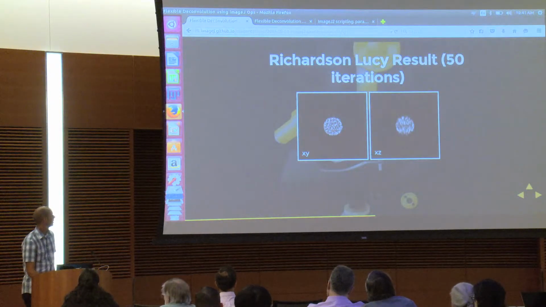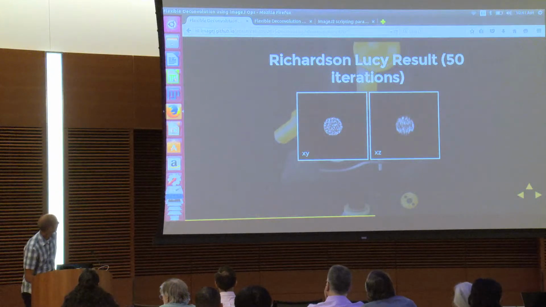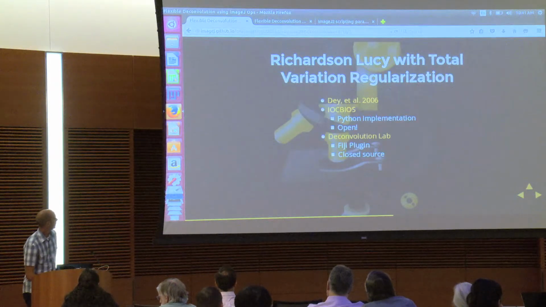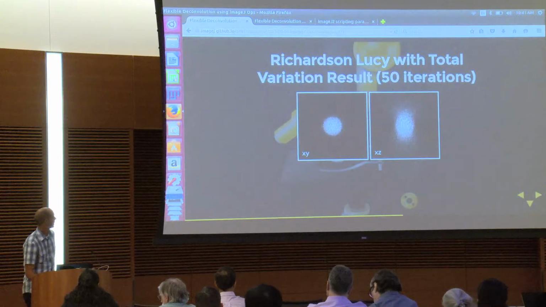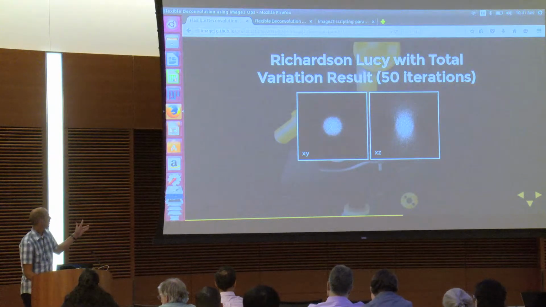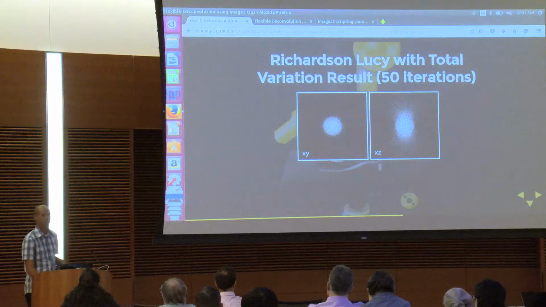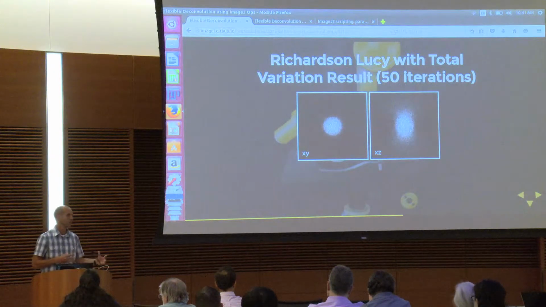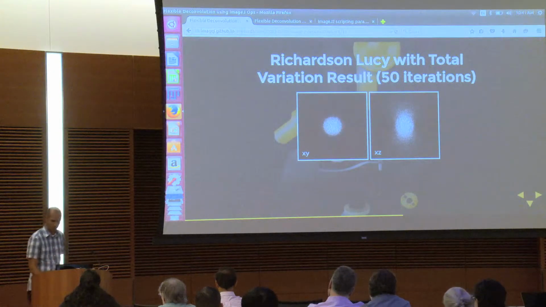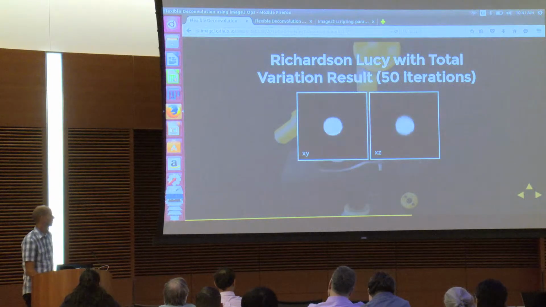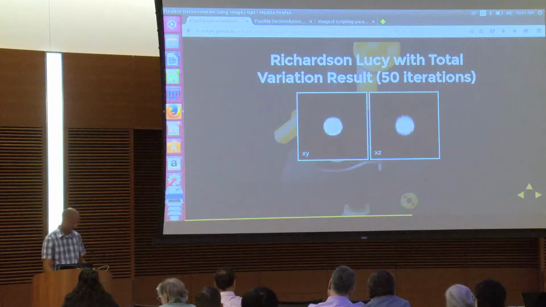So this is our sphere, our noisy sphere. Remember, a few slides ago I showed the deconvolution result with just Richardson-Lucy. If you use the regularized version, you get a much nicer result.